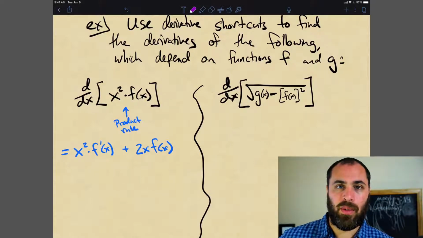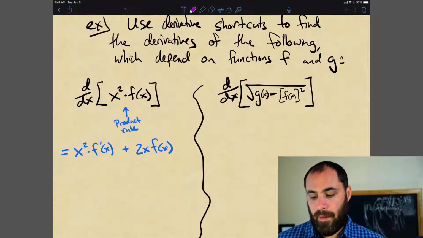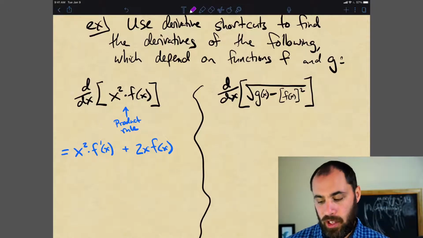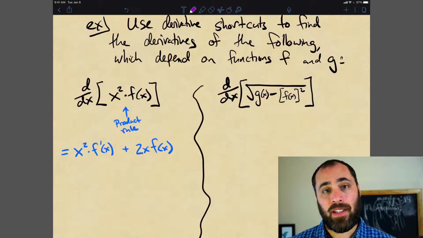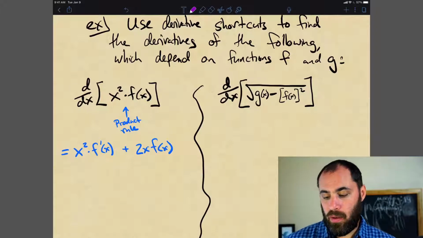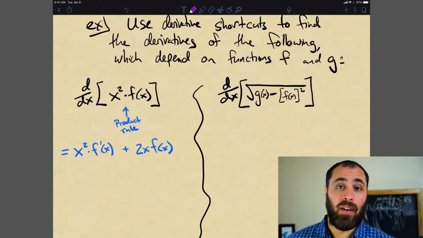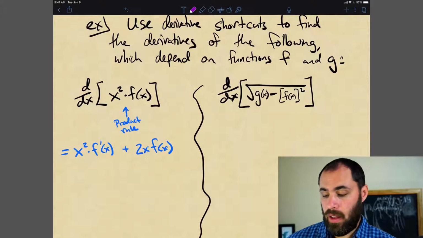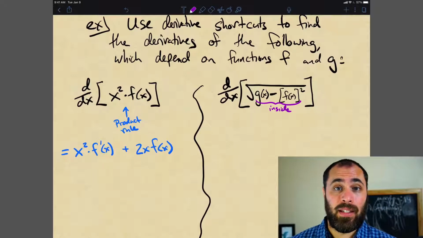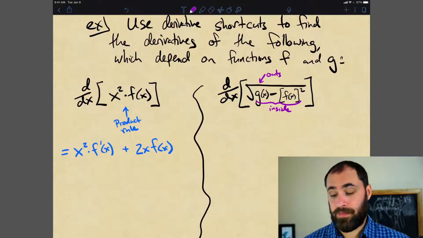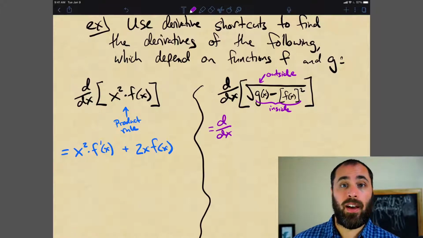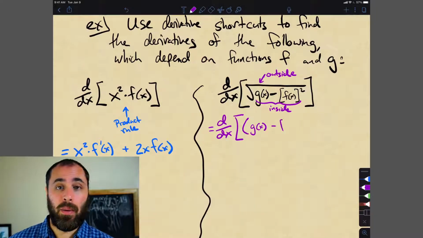Let's look at the second one. This one has a little more going on. We want the derivative of the square root of this function g of x minus f of x squared. Well, we've got a square root over the whole thing, and if we think of that as an outside function, then everything inside the square root is an inside function, and hopefully we realize that this is an application for the chain rule. In fact, let me rewrite that square root as a 1/2 power, so it's clear how we can apply the power rule.